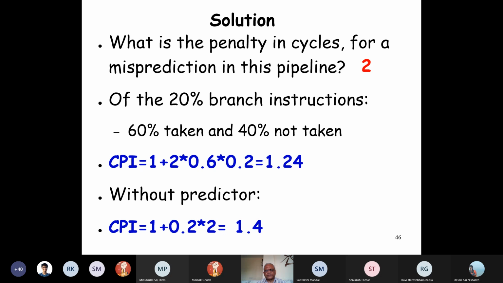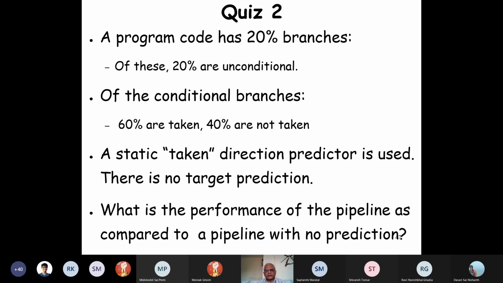Unfortunately, we're a bit short of time. There is another quiz where we use a taken predictor for a similar situation. What is the penalty here? It is a taken predictor used in the simple MIPS pipeline. Can anybody answer? This requires no special computation. Once we know that it is a taken predictor, what is the performance penalty for this case? 20% branches and we use a taken predictor.